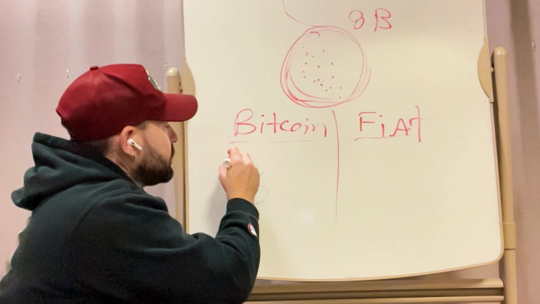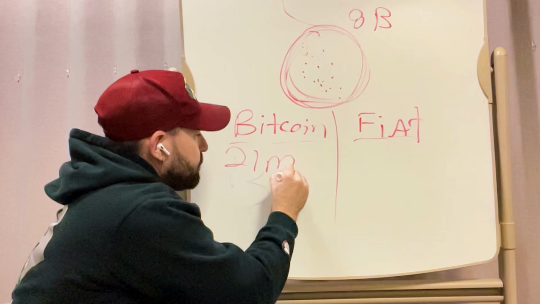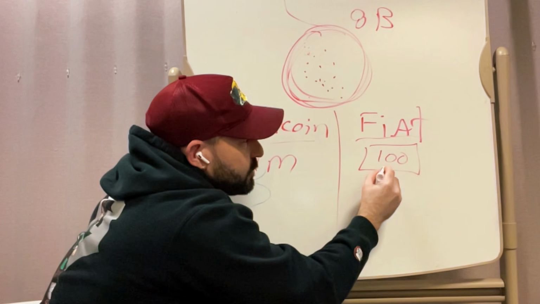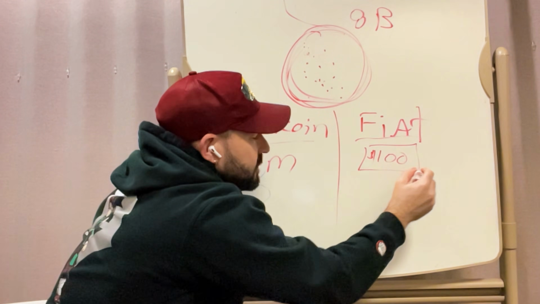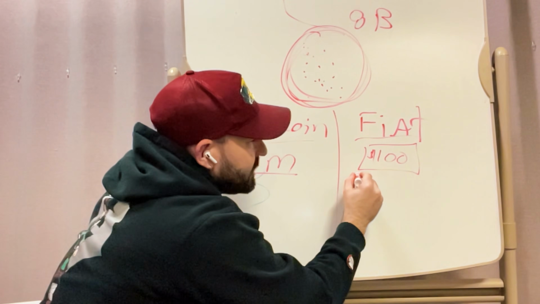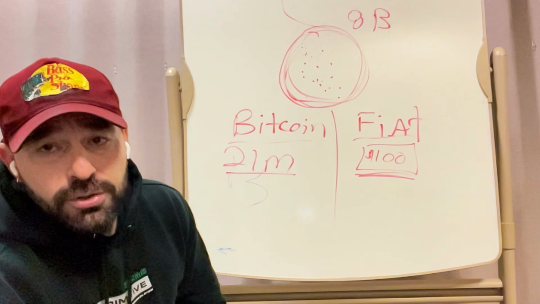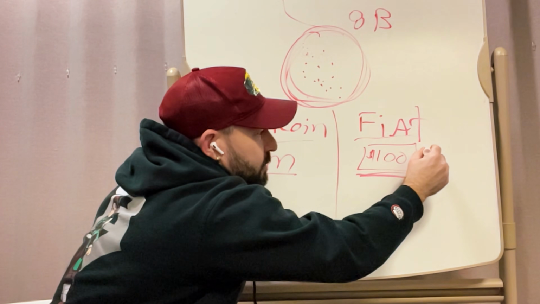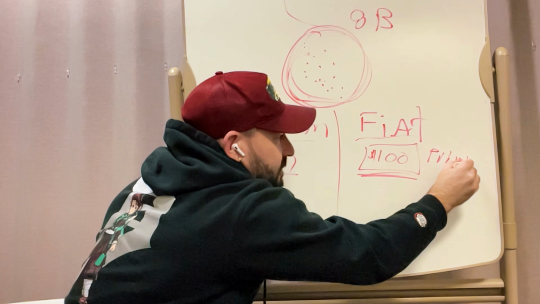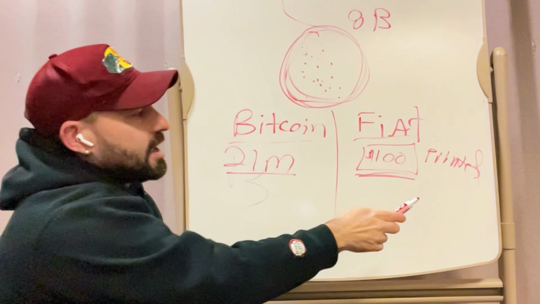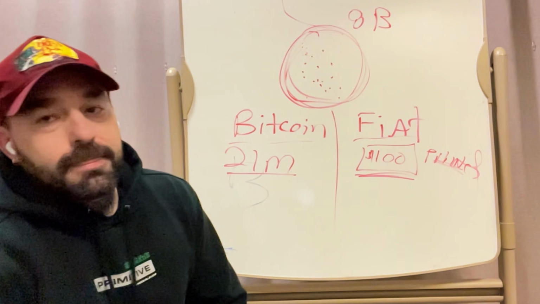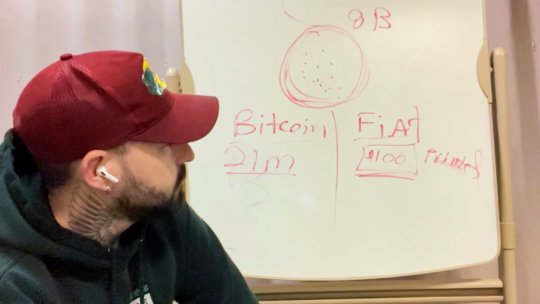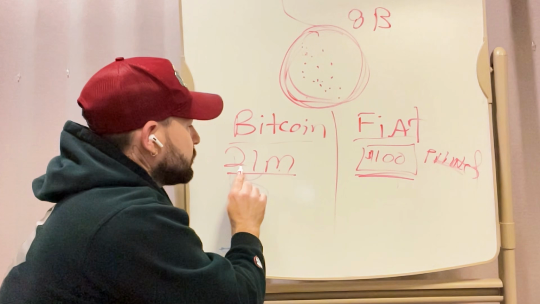Now, Bitcoin is 21 million. This is a hard cap. Now, fiat, right? This $100 bill can be printed. Now, this can be printed as much as possible. There's no cap to money. $100 bill. Now, this is 21 million.